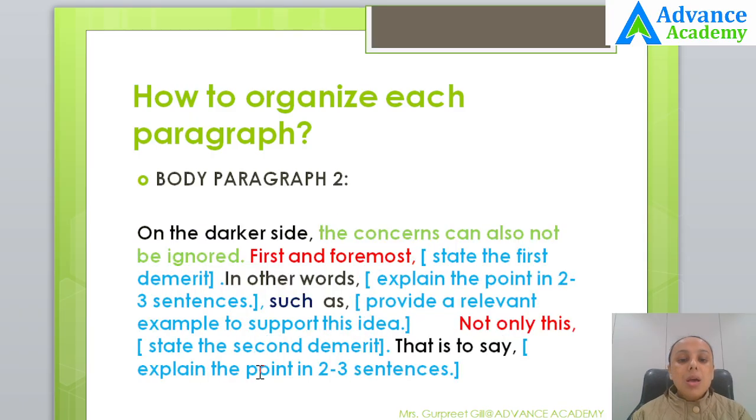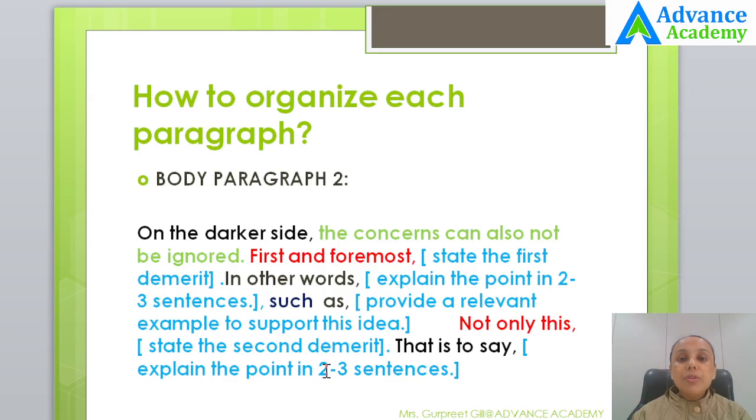On the other hand, on the darker side, the concerns also cannot be ignored. So here you have to think about two drawbacks that are associated with the situation presented in the topic. So first and foremost is going to be your idea connector, and you might state your first demerit, explain and exemplify it. Then you might connect your second demerit with a connector like not only this and explain it a bit. Make sure that the number of ideas in body para 1 and body para 2 are equal.